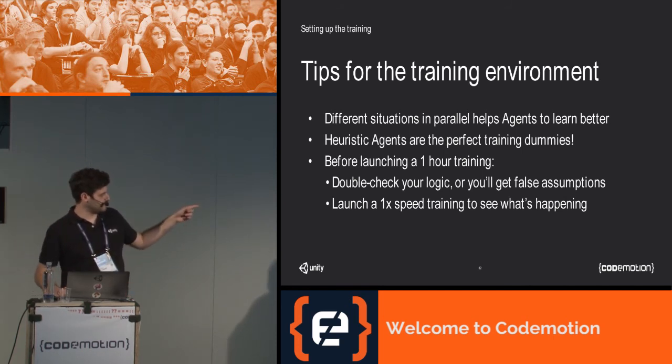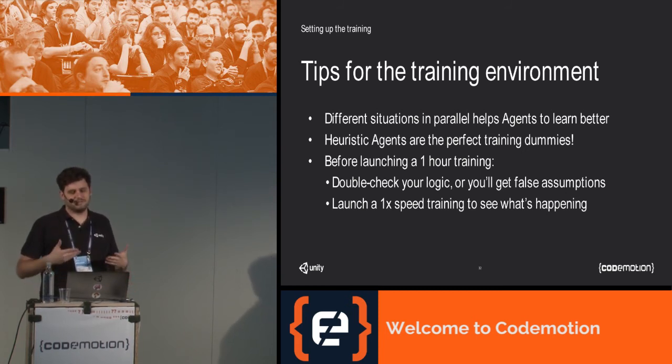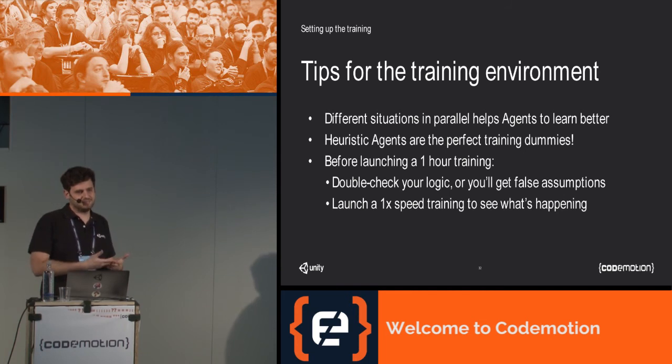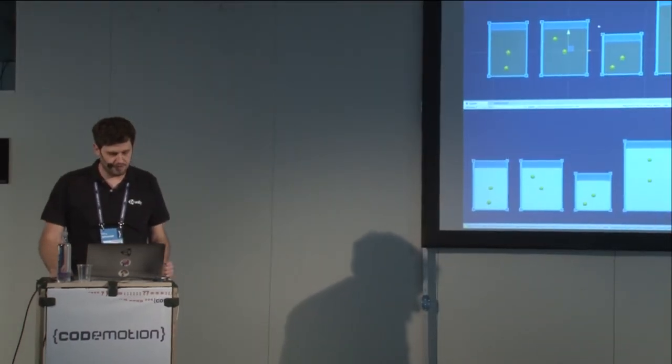And one thing you can do is launch a one times speed training to see what's happening in the training before you launch a training that's like 100 times time scale. Because when it's 100 times time scale, you're not going to see it. So yeah, let me give you an example of how it works, because I'm really running out of time.